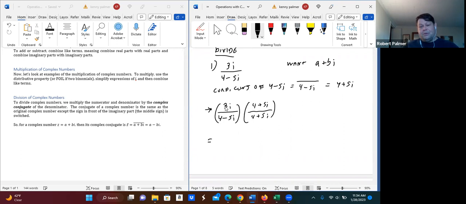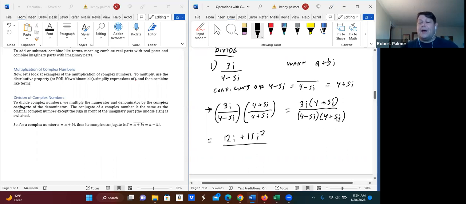So essentially now we have two problems like we just did with multiplication. Let me write this step right here. We're going to have 3i times, since fractions multiply across, 4 plus 5i. And then here, 4 minus 5i times 4 plus 5i. Okay. Now, the first one, distribute like we did earlier. 3i times 4 is going to be 12i. 3i times positive 5i is going to be plus 15i squared. Okay, that's my numerator.